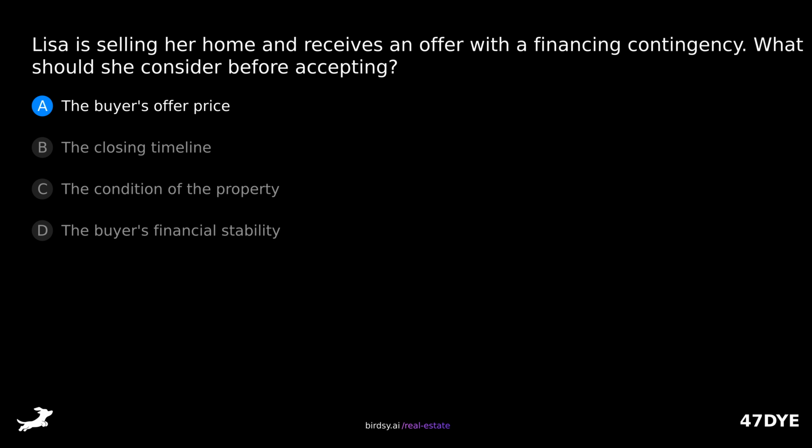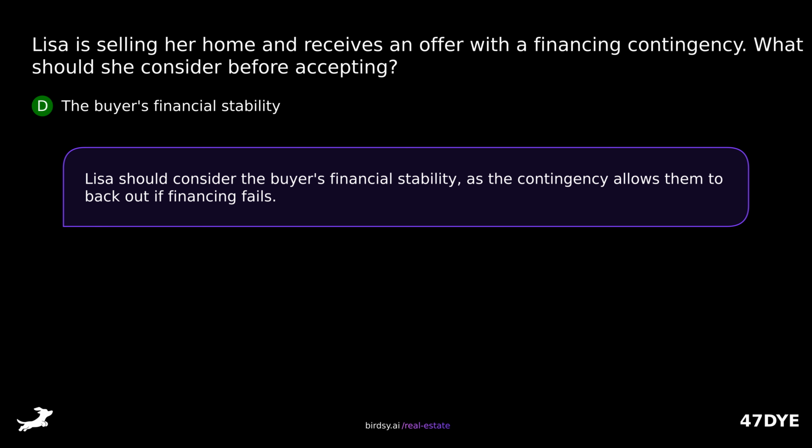Is it A, the buyer's offer price? B, the closing timeline? C, the condition of the property? Or D, the buyer's financial stability? The answer is D, the buyer's financial stability. Lisa should consider the buyer's financial stability as the contingency allows them to back out if financing fails.